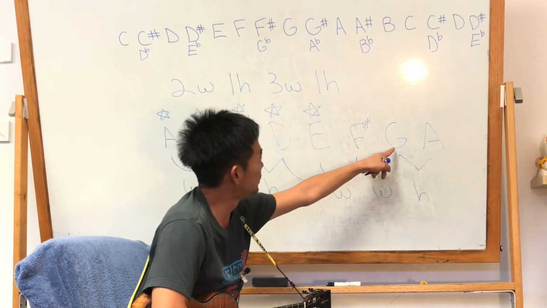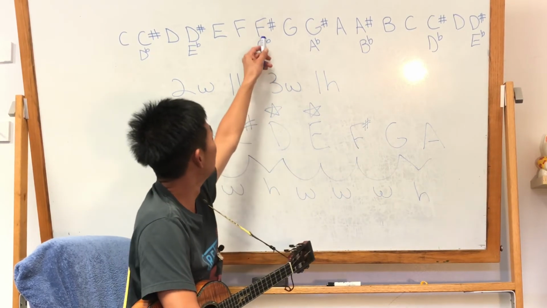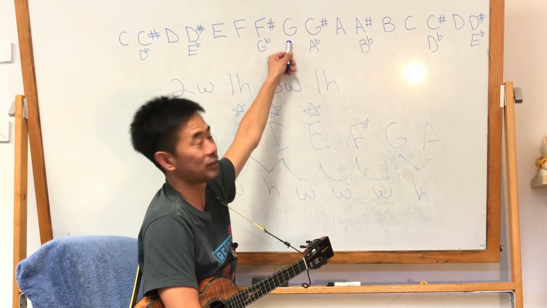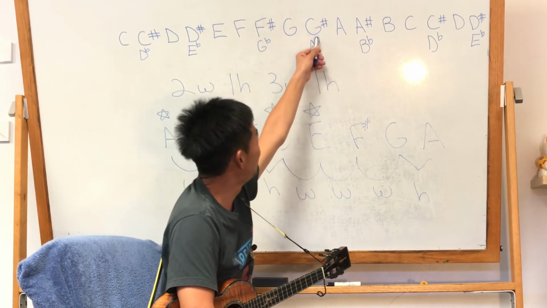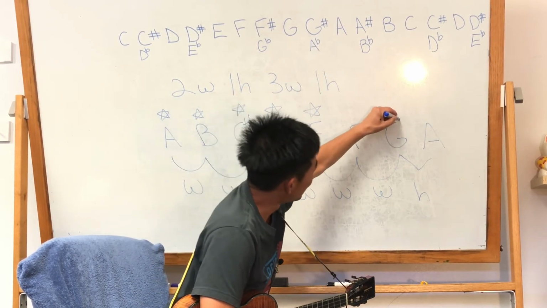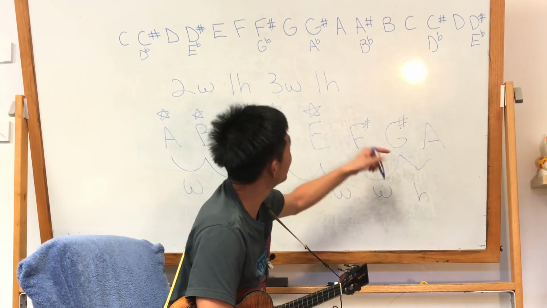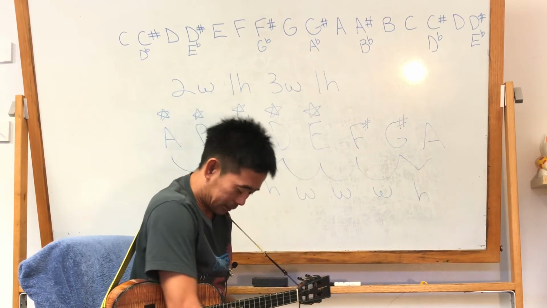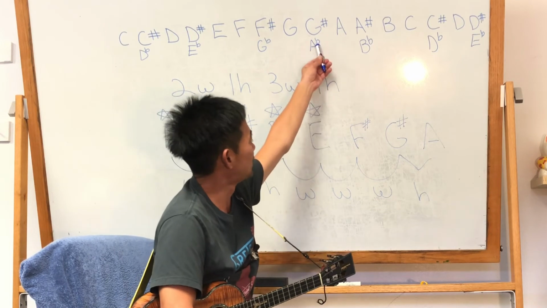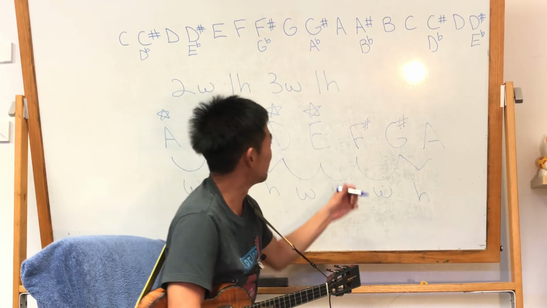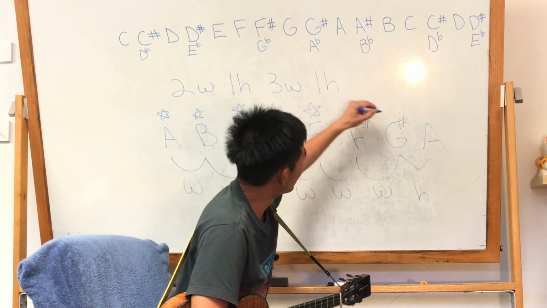Now, F sharp to G, is that a whole step? F sharp to G is a half step. F sharp to G sharp is a whole step, so let's change that. And then G sharp, boom. And then G sharp to A is a half step. So now this is all true.